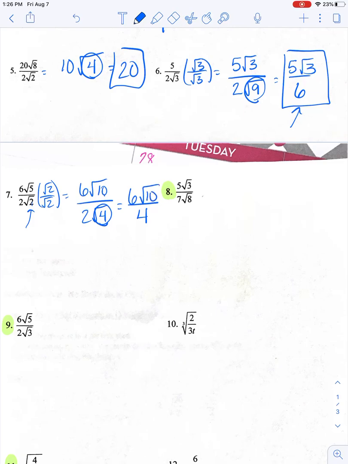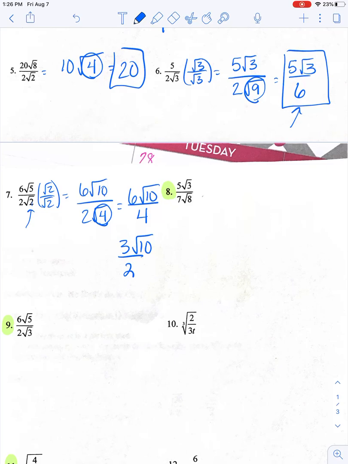So 6 root 10. And then the only other thing I can do is reduce my 6 and my 4. Now, I cannot touch the 10 because it's under the root. It's sort of like in jail. It can't be touched. So that's going to give me 3 over 2, and the root 10 just stays put.